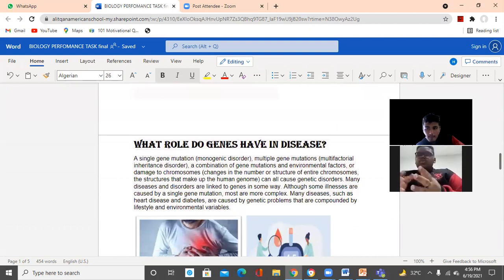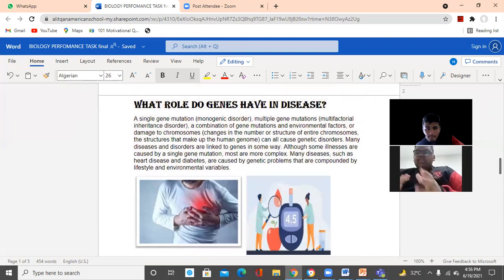What role do genes have in disease? A single gene mutation, a monogenic disorder, multiple gene mutations, a multifactorial inheritance disorder, a combination of gene mutations and environmental factors, or damage to a chromosome, a change in the number or structure of entire chromosomes, the structures that make up the human genome, can all cause genetic disorders.